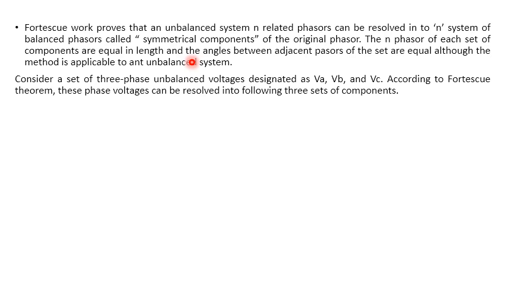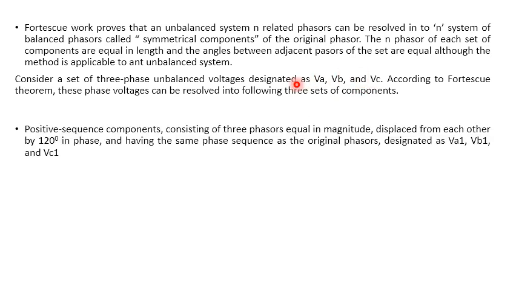Let's consider that there are three-phase unbalanced voltages. We'll consider them as A, B, and C. According to the Fortescue theorem, these phase voltages can be resolved into three sets of components. So what are those? The first one is the positive set of components. We have to be very careful here. We need to understand clearly the positive, negative, and zero sequence.